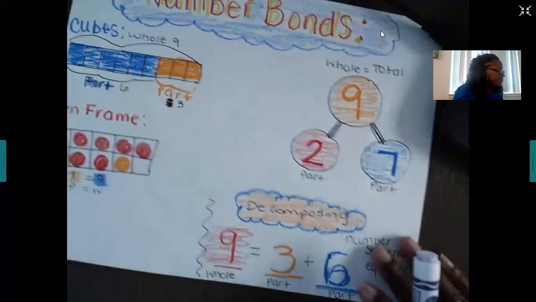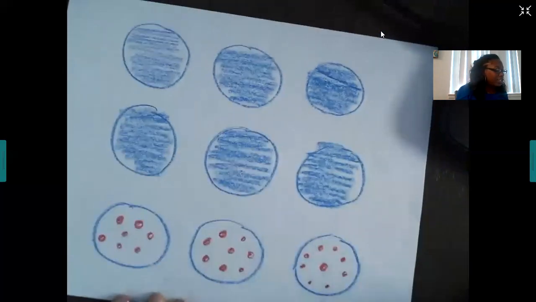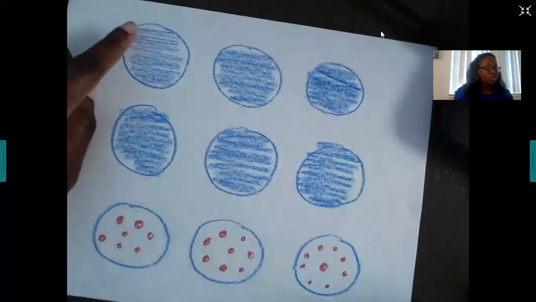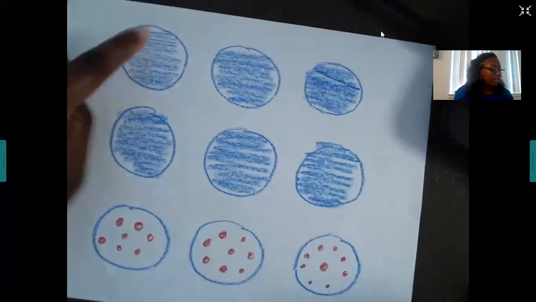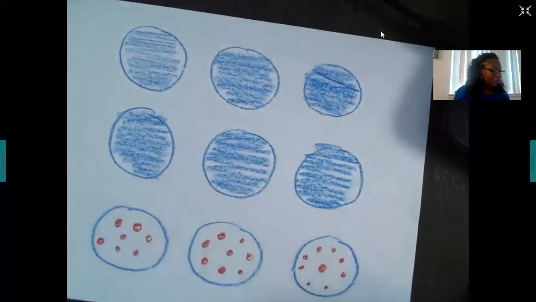Good. Ms. Bowen would like to show you another example. Here I have 9 circles because remember, I can find the parts when my whole is 9. I have a whole of 9 circles. Let's count them so we know. 1, 2, 3, 4, 5, 6, 7, 8, 9.